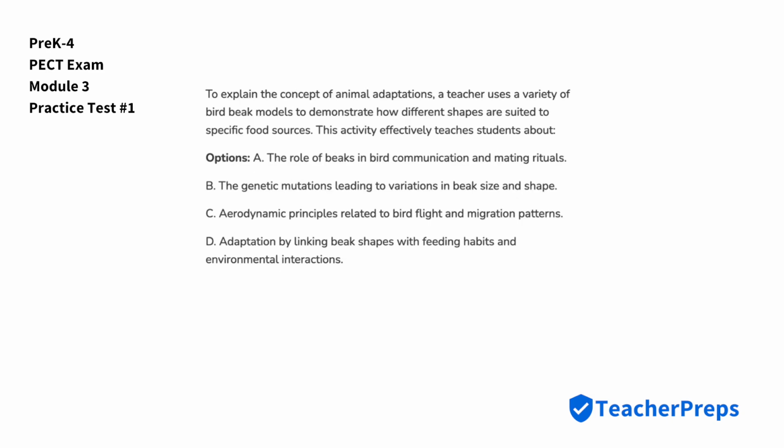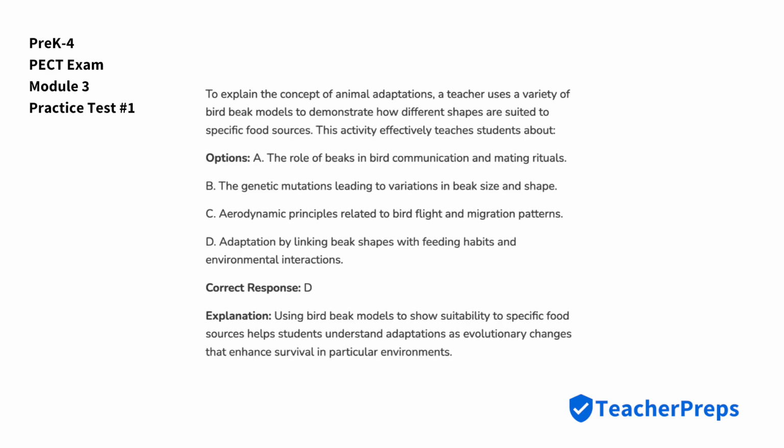To explain the concept of animal adaptations, a teacher uses a variety of bird beak models to demonstrate how different shapes are suited to specific food sources. This activity effectively teaches students about letter D looks most appropriate here. Adaptation by linking beak shapes with feeding habits and environmental interactions. And that's because using bird beak models to show suitability to specific food sources helps students understand adaptations as evolutionary changes that enhance survival in particular environments.